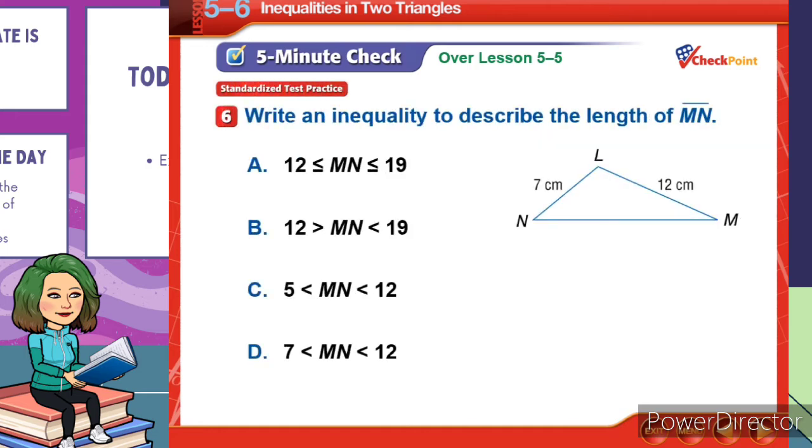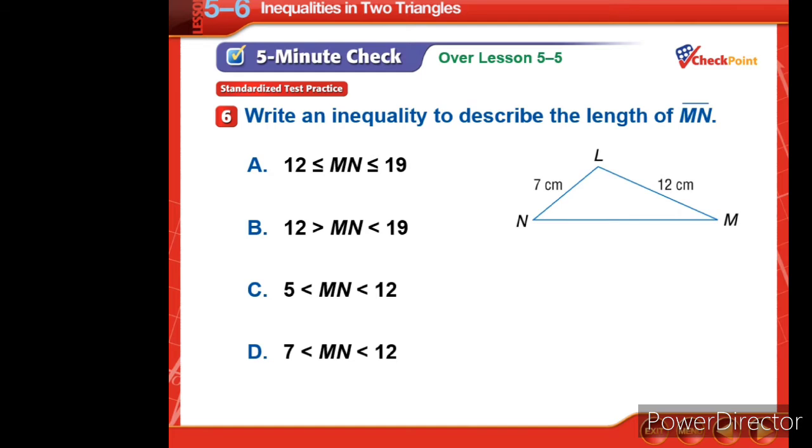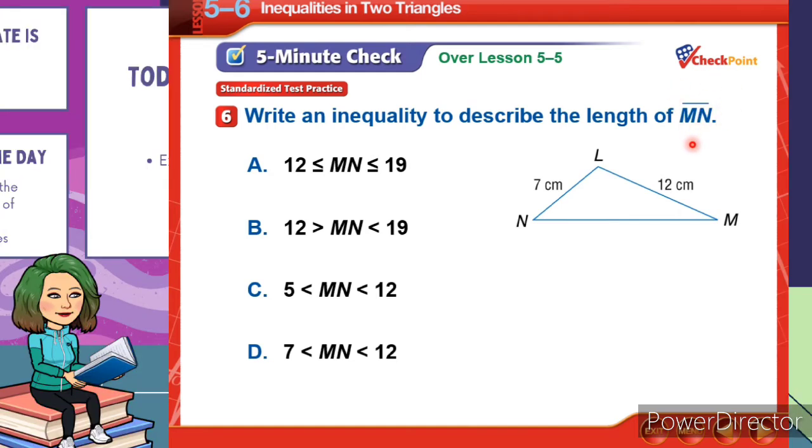So, let us try this question number 6. Write an inequality to describe the length of a side MN. So guys, this is the proper way on how to write side. Sa previous answers nyo, wala kayong line segment. So lalagyan natin ng symbol ng line segment sa ibabaw. Because we're talking about sides. Kasi ang side sa isang triangle ay isang line segment.